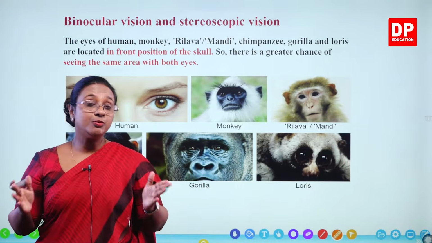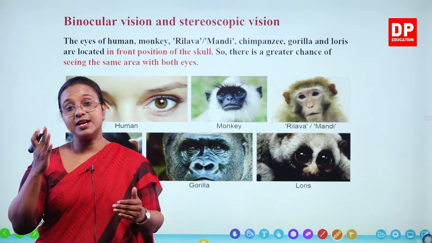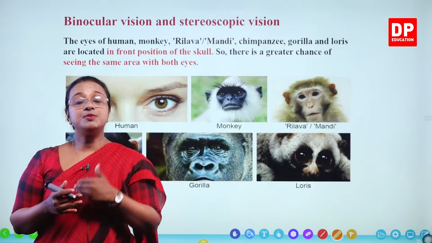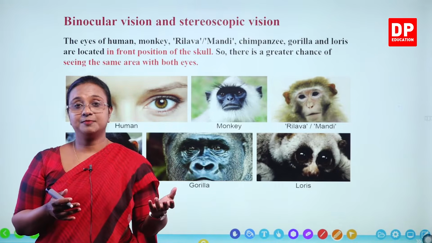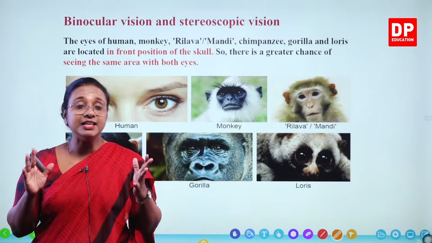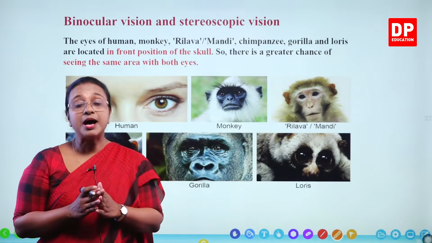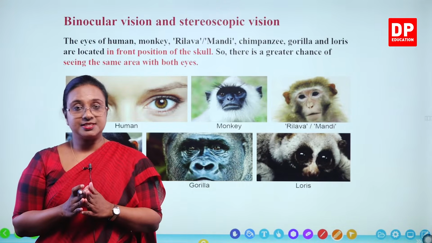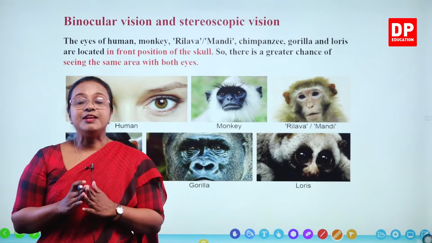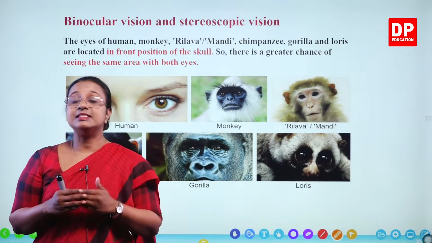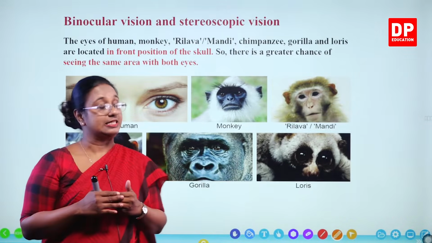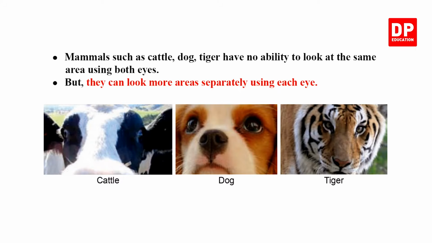So when I look at you, I am looking at you with both my eyes. Sometimes as children you would have tried this. You close one eye, you look at an object or a person with one eye. So you have an idea as to what this binocular vision is. So we will try to understand this in a little bit more detail, so I will move on to the next slide.